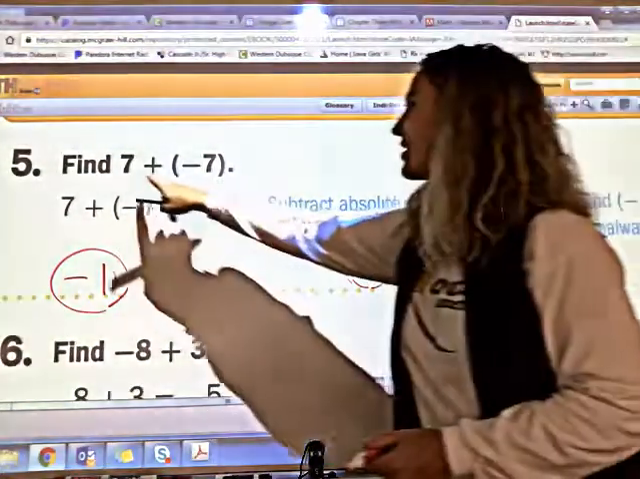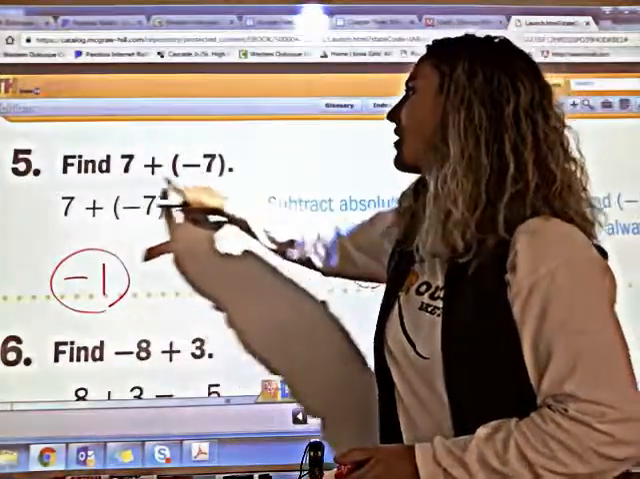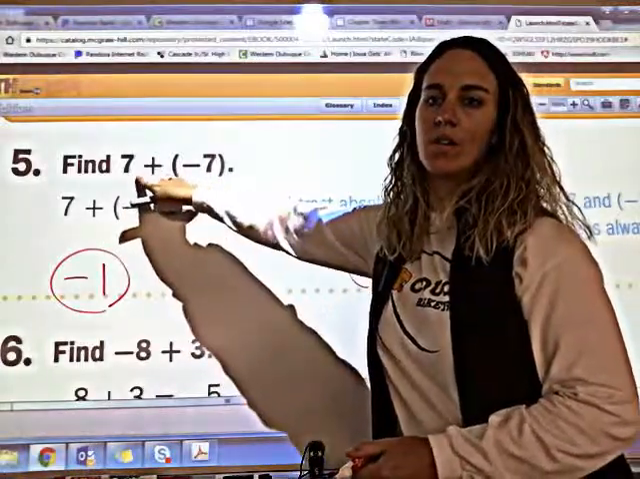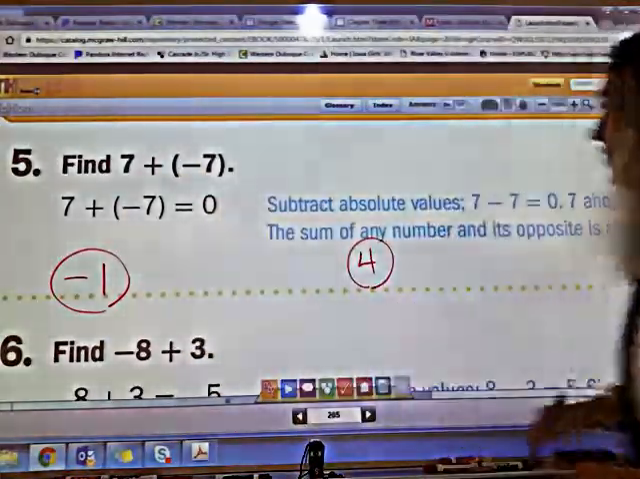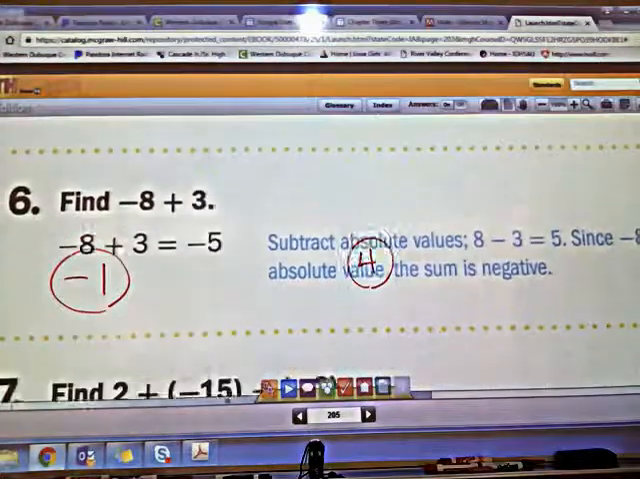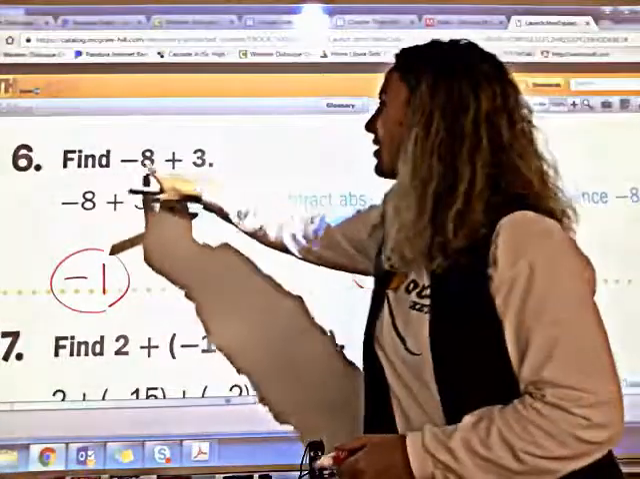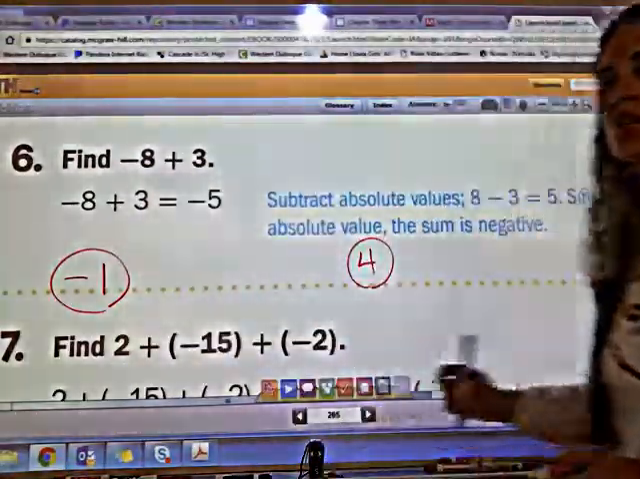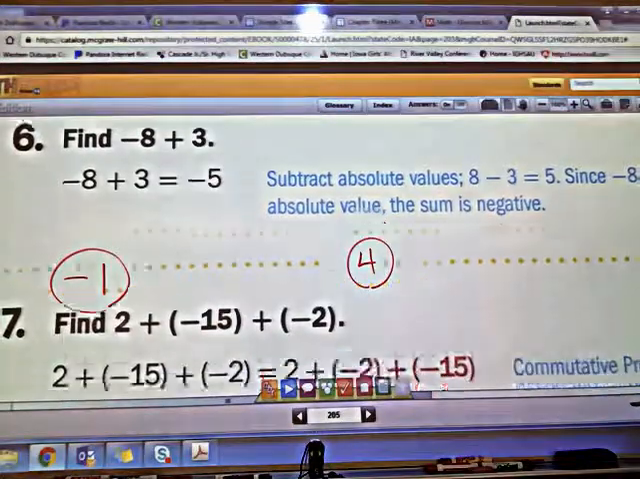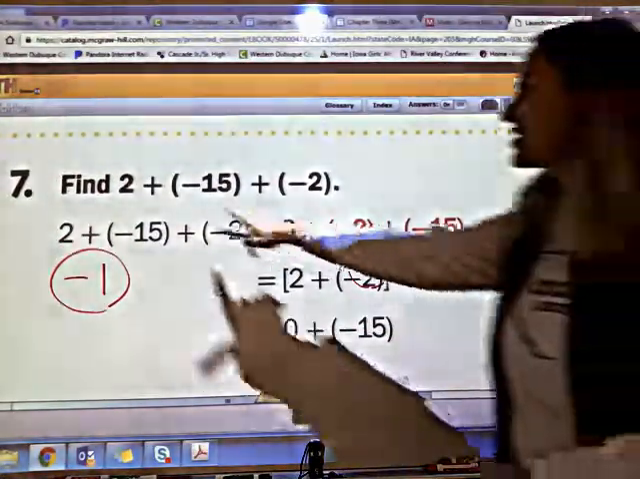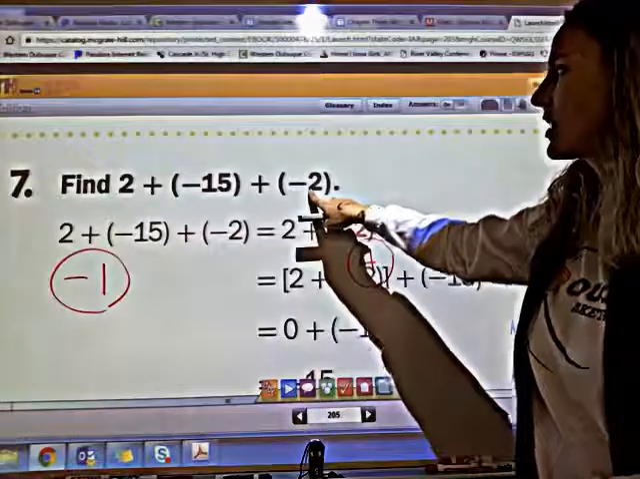Example here with your additive inverse, 7 plus negative 7, where you're adding a whole number and its opposite, and we're going to get 0. Another example where you have a negative and a positive. Again, pay close attention to which one has your larger absolute value. An example where you have 3 numbers together.